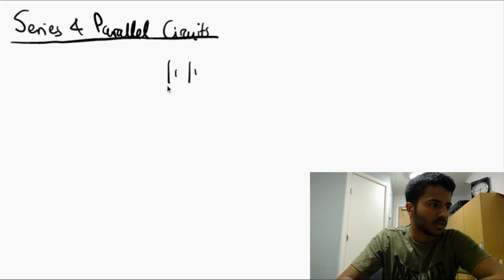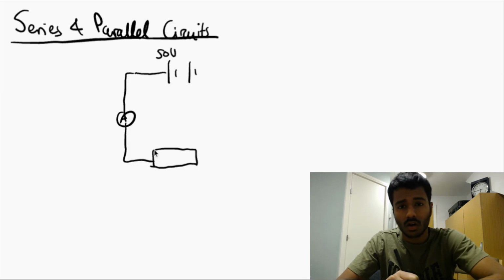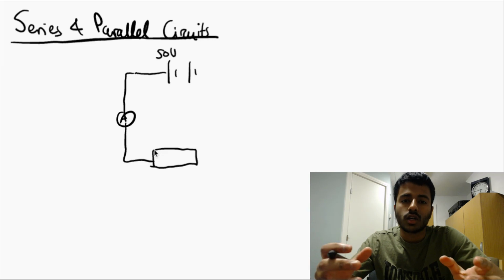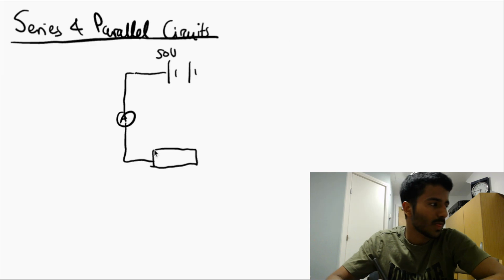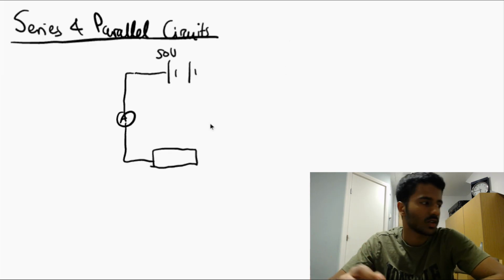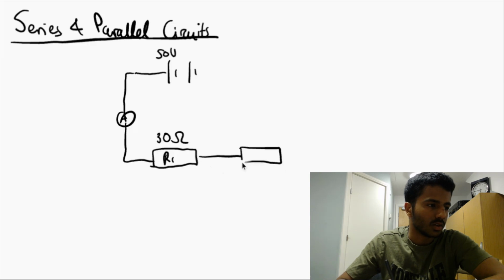If I have a battery, let's say about 50 volts is being supplied. I'm going to put an ammeter and we have two resistors. Both of them are ohmic conductors. All resistors you can assume in your questions in your exams will be ohmic conductors unless specified otherwise. So this means that they will follow V equals IR and will have constant resistance. Let's say R1 has a resistance of 30 ohms and R2 has 20 ohms.